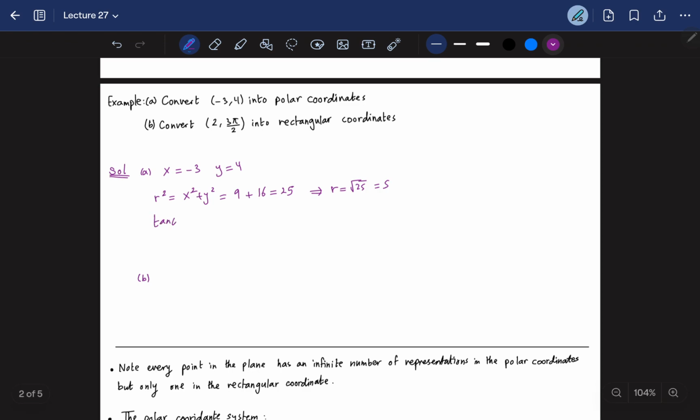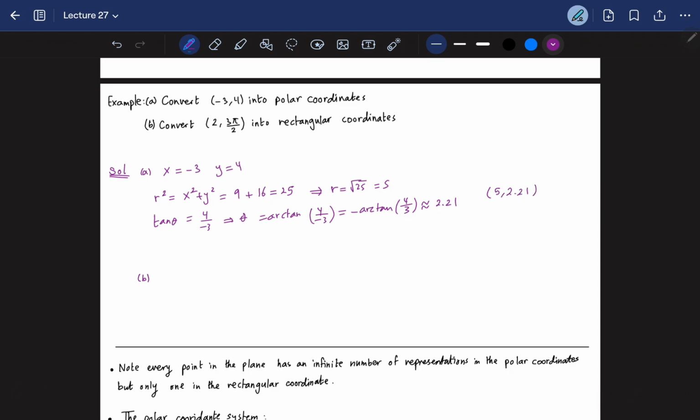Now similarly, to find the value of theta, I'm going to use tan of theta, y over x, so 4 over -3. So theta is arctan, or tan inverse, of 4 over -3. Since arctan is an odd function, you can take the negative out. And now you can use a calculator to evaluate that this is almost 2.1. So the point in the polar coordinate is going to be 5 and 2.1.